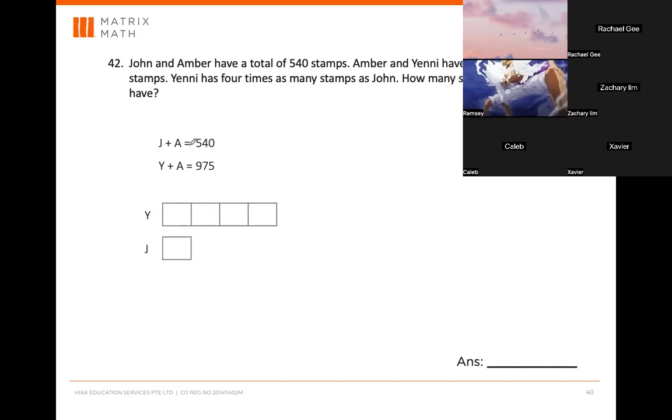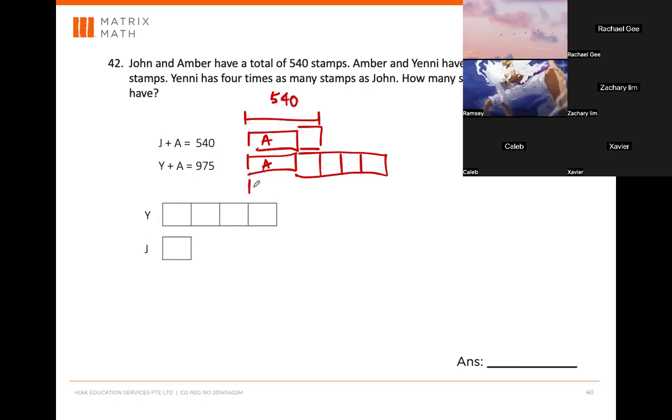Do you see here? Another way you can draw your model is this. You know that Amber is fixed, so Amber's value is fixed. Yenny is 4 times John, so you can draw 4 units here, and this is John. So this to here is 540. Here to here is 975. Do you see there's a difference here? The difference is caused by who? Yenny. So there's a difference of 3 units.